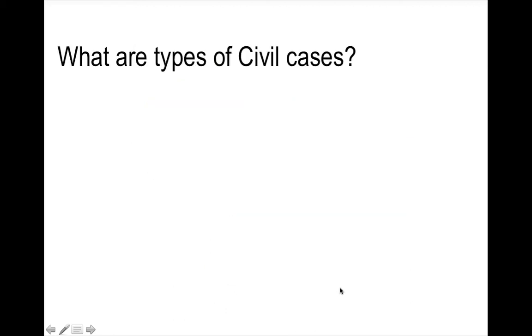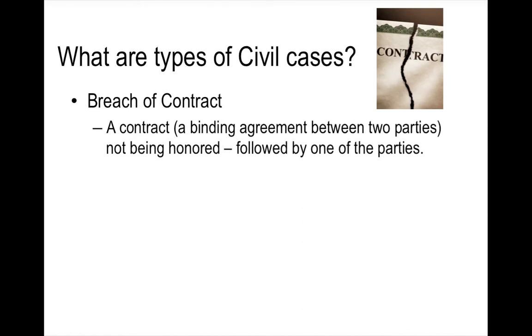So what are some types of civil cases? Well, one of the types is a breach of contract. A breach of contract is where a contract is not being honored or followed by one of the parties. A contract is a binding agreement between two parties. For instance, you have a wonderful house.